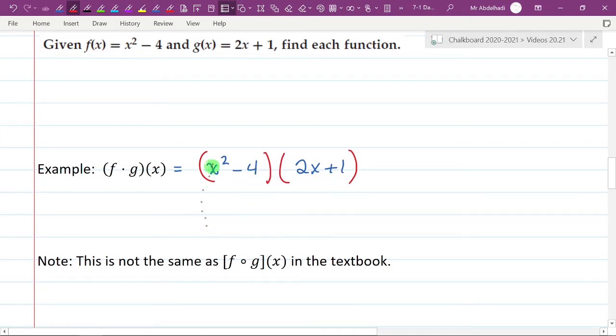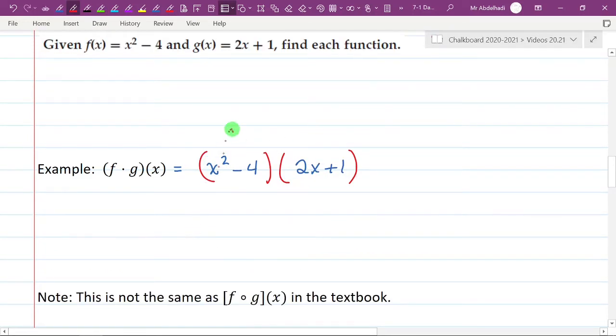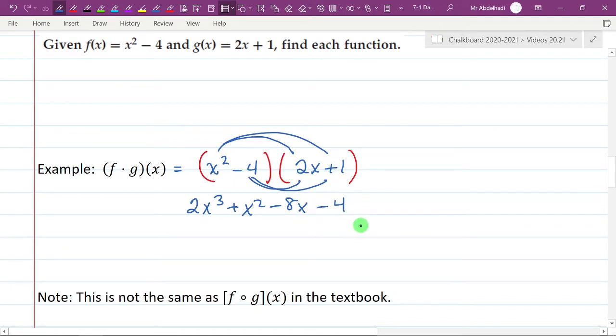And now you'll recognize this hopefully as distributing, aka FOIL, right? So we're going to distribute the x squared here. And what do we get? We get x squared times 2x is 2x to the third power. x squared times 1 is just x squared. Okay, we're done distributing the x squared. Now let's distribute the negative 4. Negative 4 times 2x is negative 8x, and negative 4 times 1 is negative 4. And now, any like terms here? Actually, no like terms. Different powers: 3, 2, 1. So we're done. And there you go. That is f times g of x.